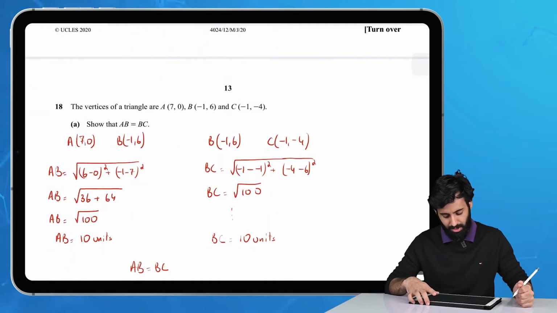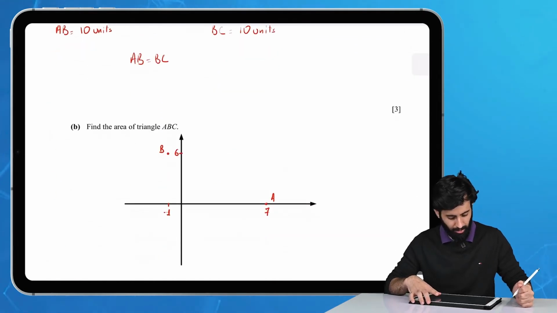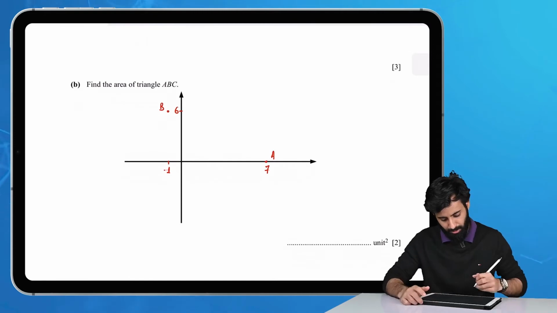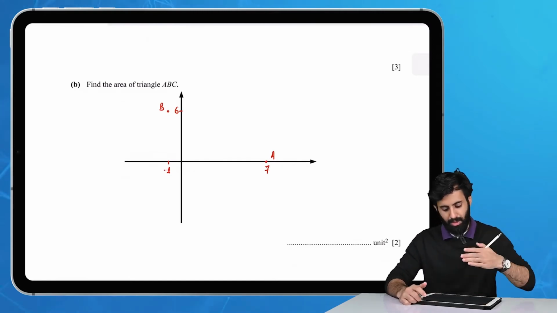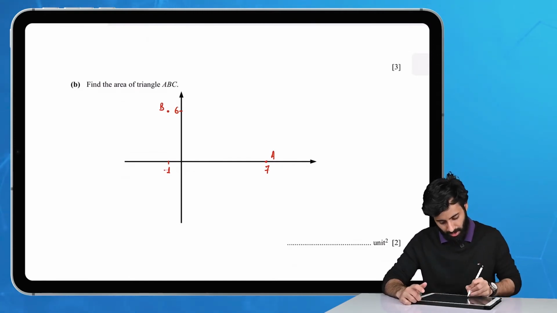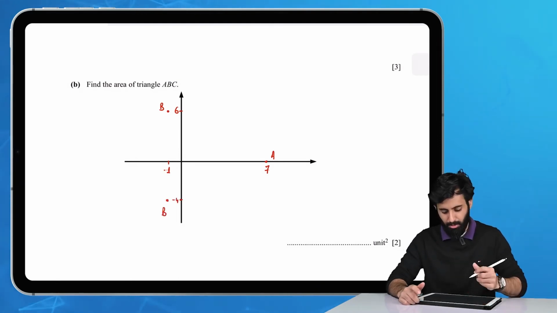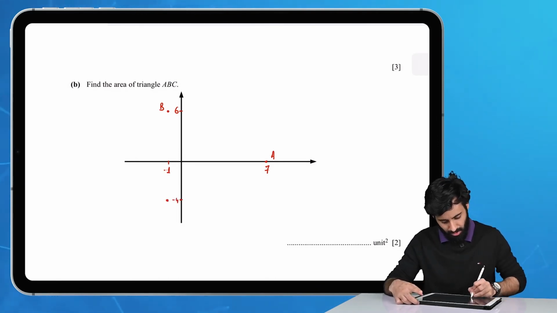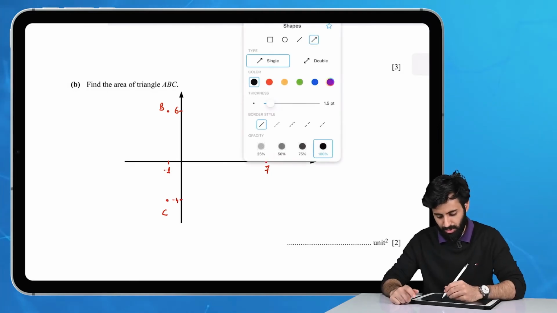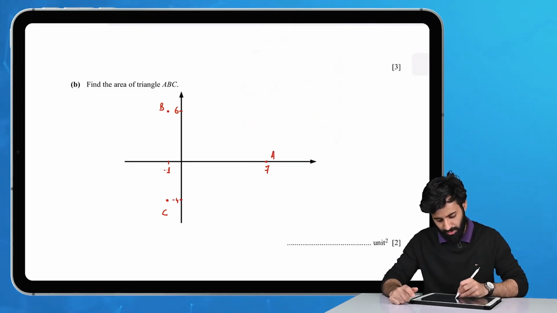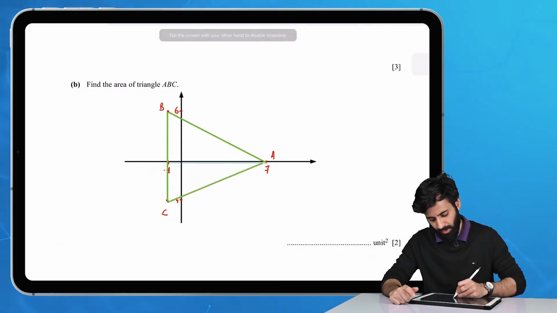And then you have C, which is (-1, -4). That means it's going to be in line with B vertically, but -4 has to be somewhere over here. So over here has to be point C, sorry, not B. Now I'm going to join these three points and make a nice straight line out of these. There you go, there you go, and there you go.